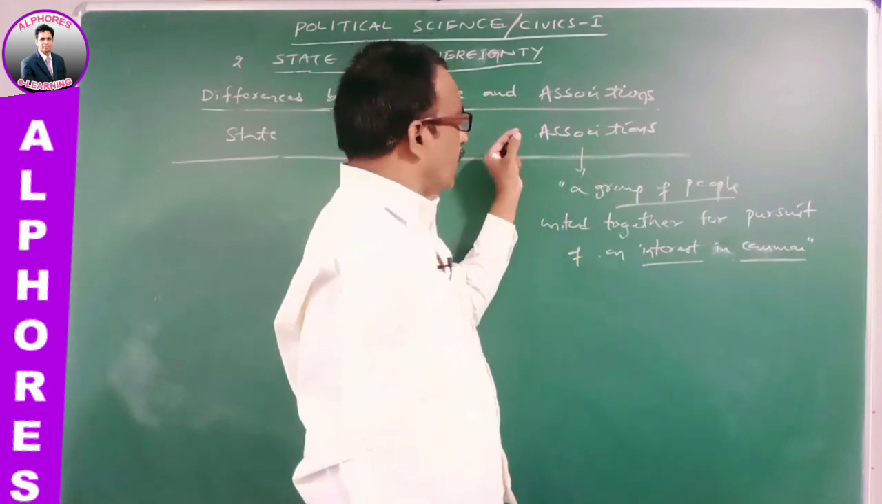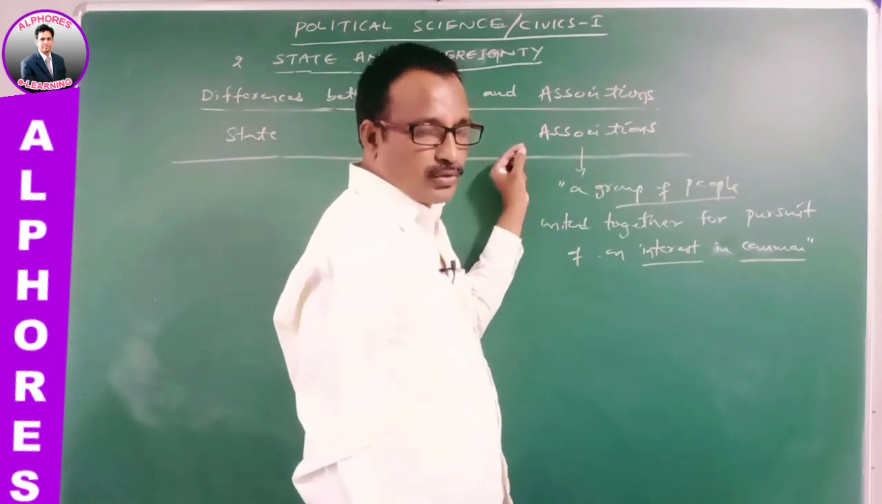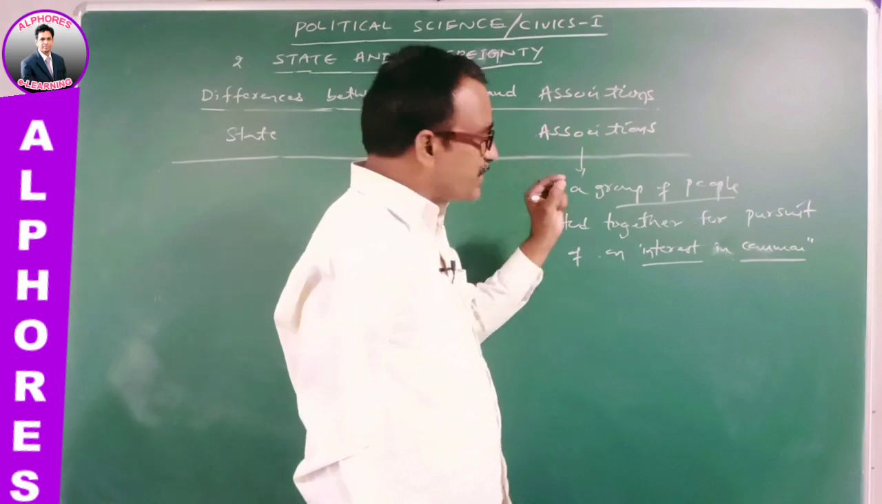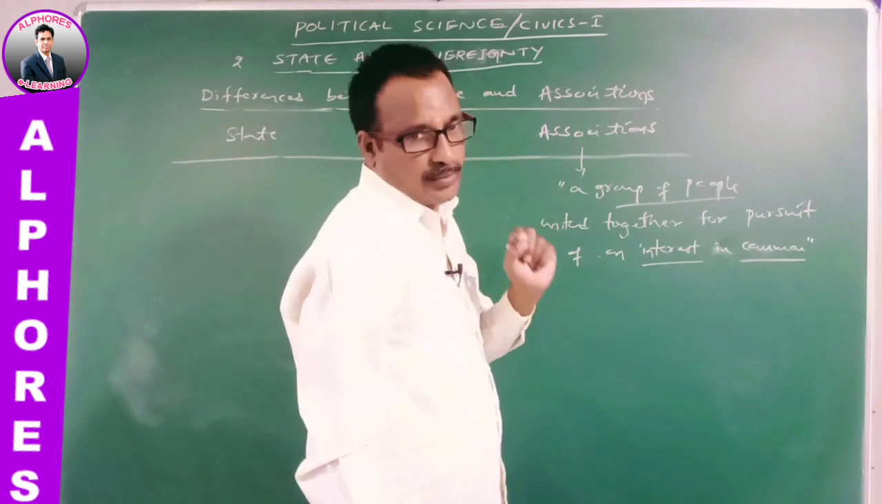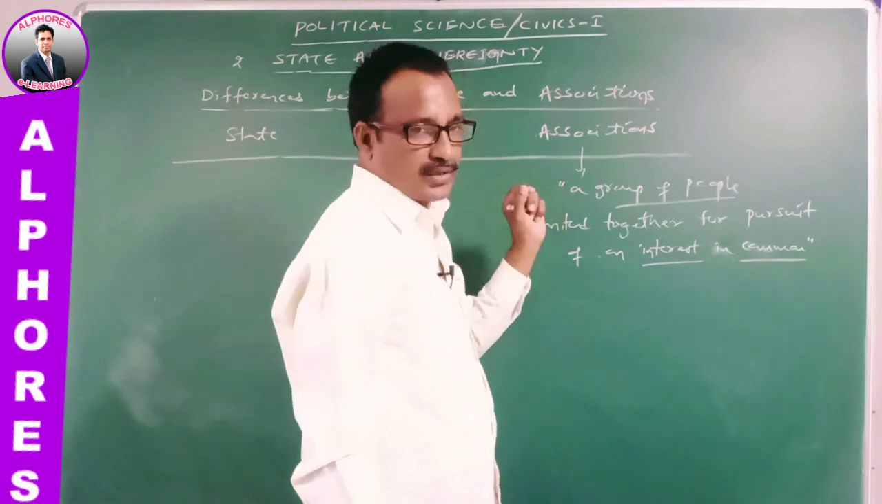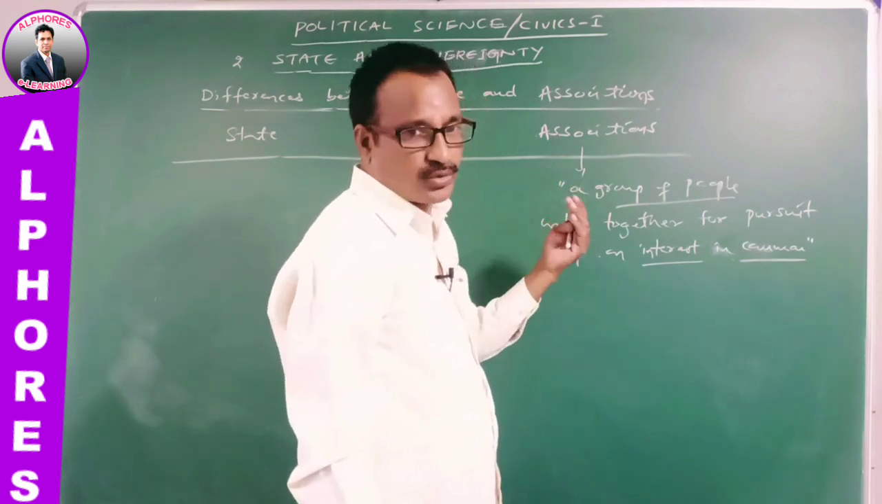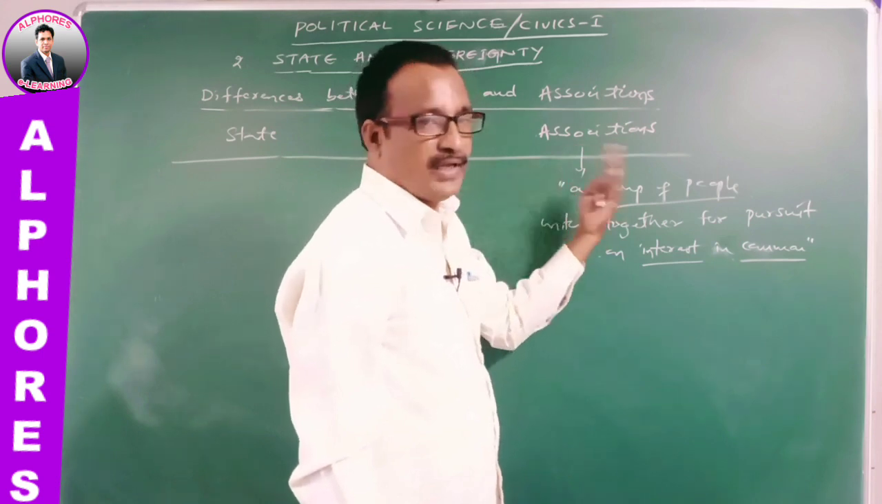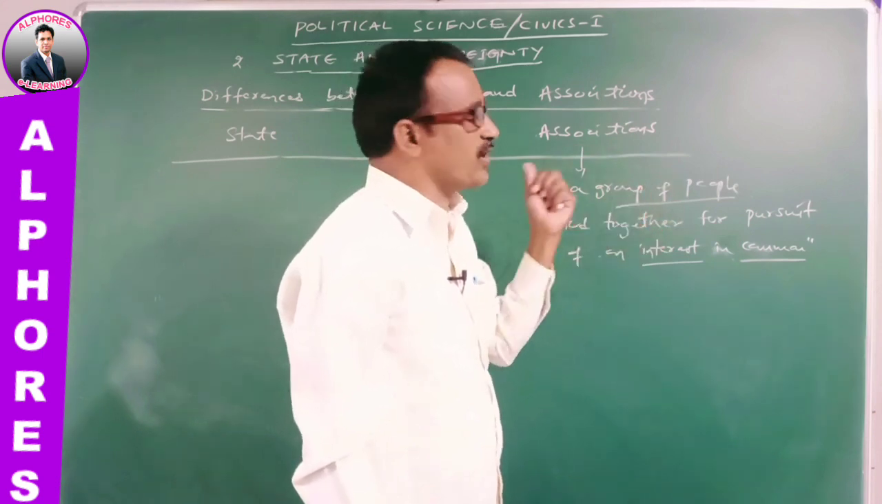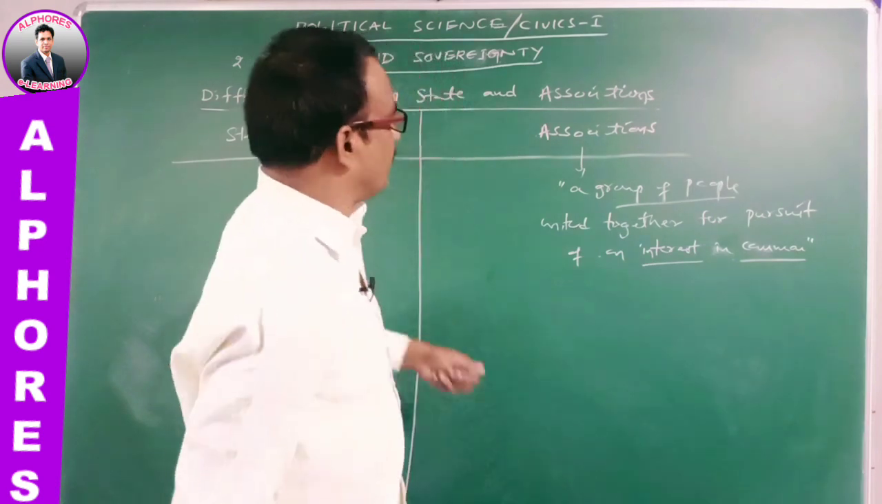Okay, once again, associations are formed for fulfilling a specific objective. Example, school is there, college is there. They are what type of institutions? Educational institutions. They will provide only education. That is a specific objective. Now, differences.